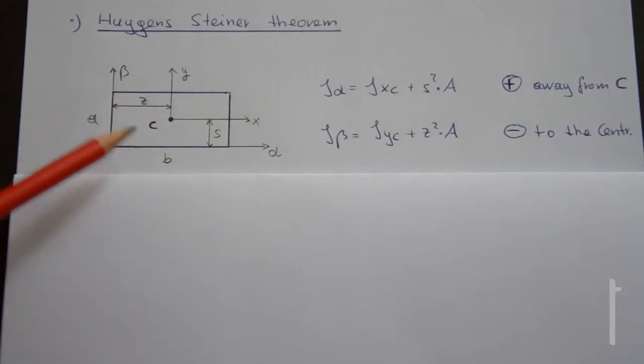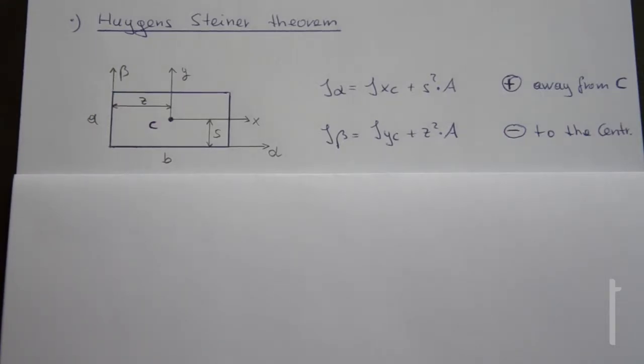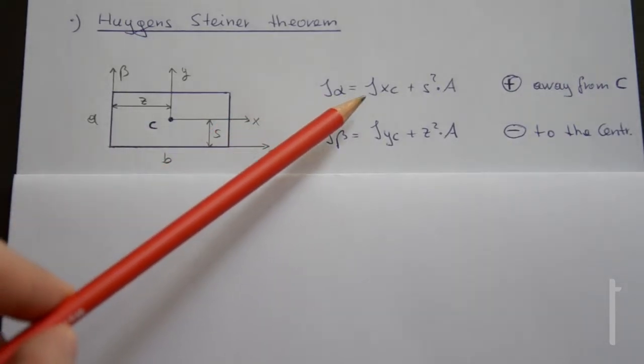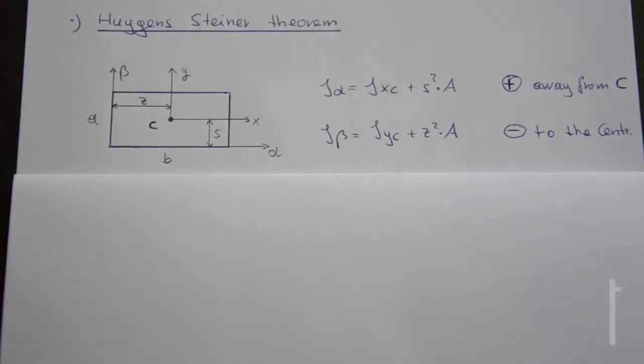Okay, we have here exactly the same rectangle as we had before. We have the same x and y axis, and in addition to that, we now have the alpha axis and the beta axis. Now, the Steiner theorem postulates that J alpha equals Jxc plus s squared times A. Please remember that formula.